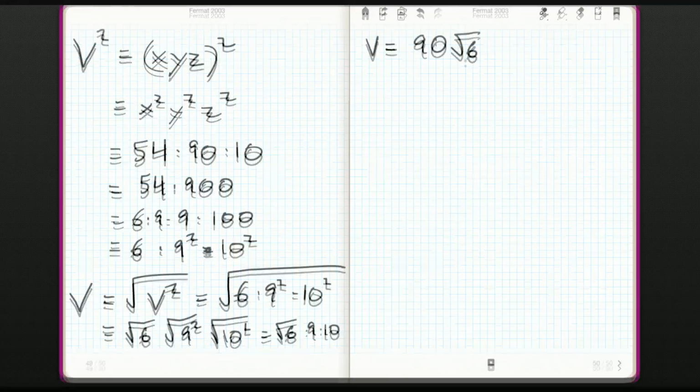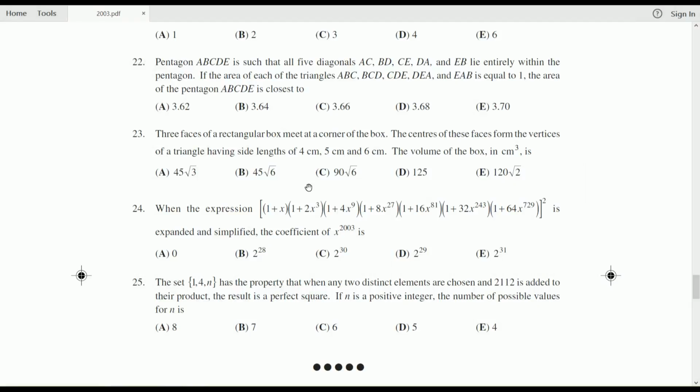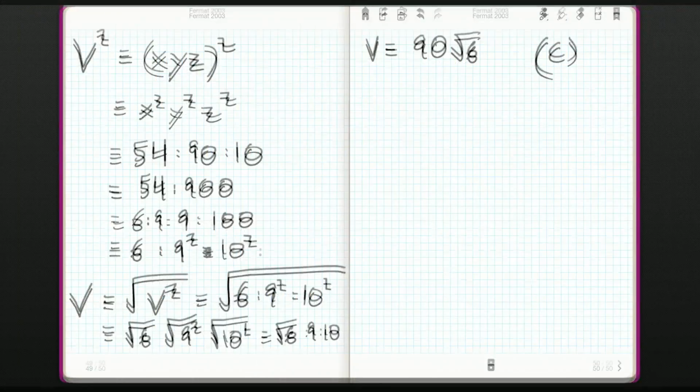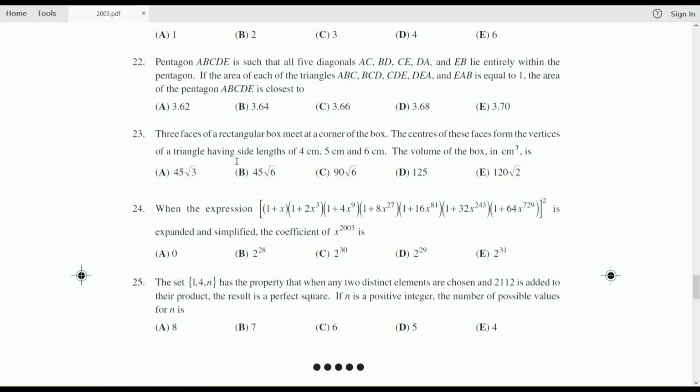And I think that was B. No, that was C. Okay, so I think that's pretty cool. Just from that information about the sides of the triangle formed by the centers, we're able to work out the volume of the original rectangular prism. Okay, so that's question 23.